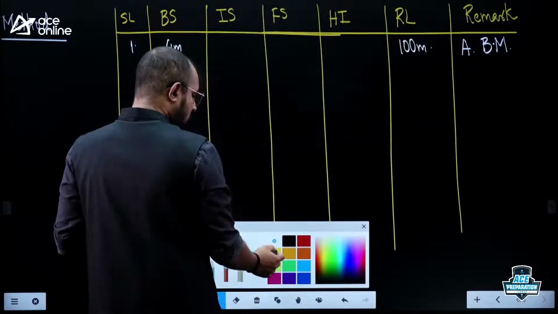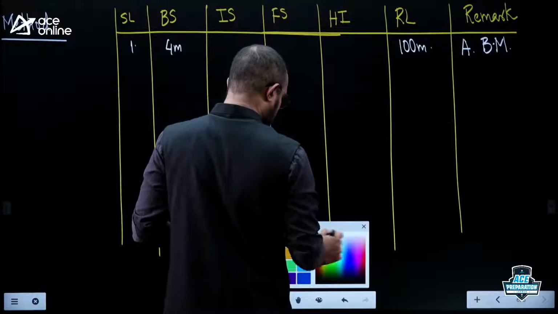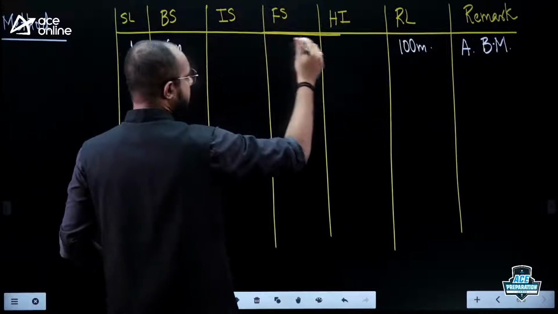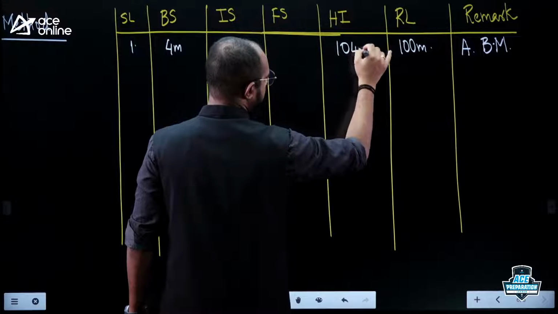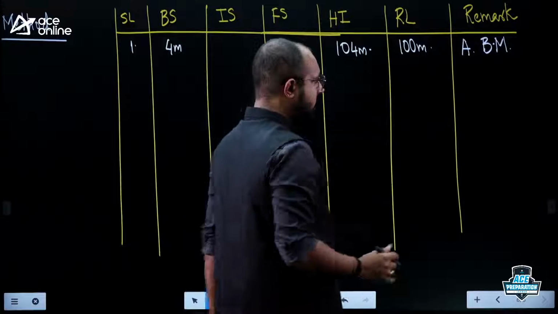Whenever there is an entry in the backside column, immediately you get one entry in the height of the instrument column. So tell me, what is the height of the instrument? What will be the formula? Reduced level of benchmark plus backside. I'll get the value as 104 meter. That's it. So that is the conclusion after the first reading.